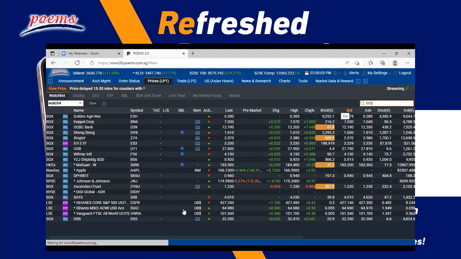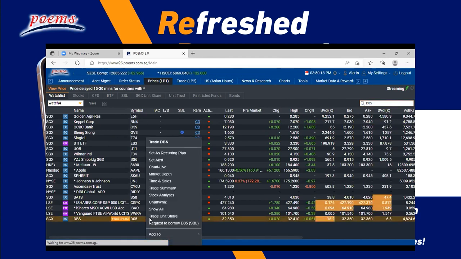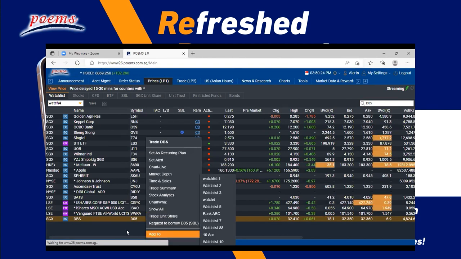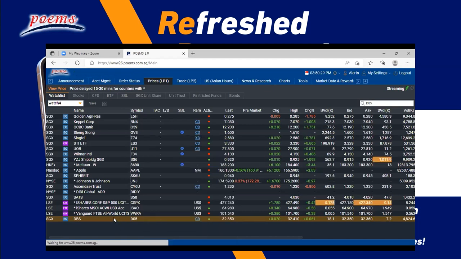Then it will actually appear in your watch list, because this is the designated watch list for it. You can actually add it this way, or you can straight away click on the counter and then right click on the counter to add it to your watch list, by selecting this add to watch list. Or you can straight away click on this button beside the counter to add it to your watch list directly.